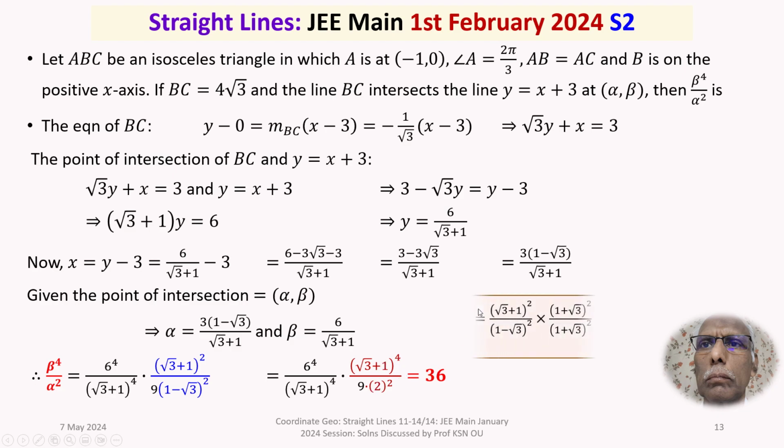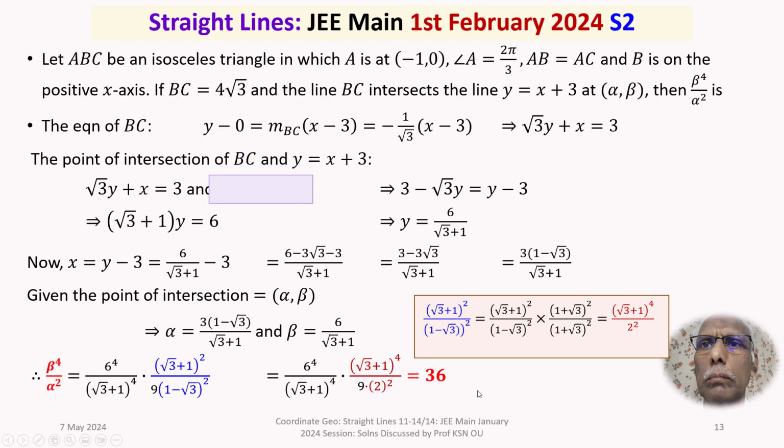So how do we get it? This blue one we have taken and rationalized properly, and we got the answer root 3 plus 1 to the power of 4 by 2 square. And this root 3 plus 1 whole to the power of 4 cancels in both numerator and denominator. It will be 6 to the power of 4 by 9 into 2 square, that is 36. The answer to this question is 36. This is again an integer type question. Therefore, the answer is 36.